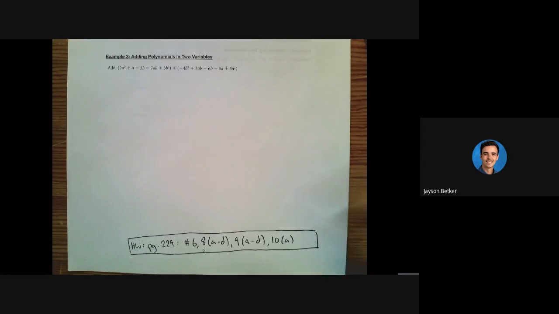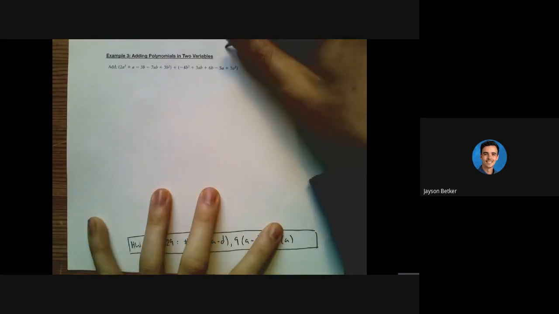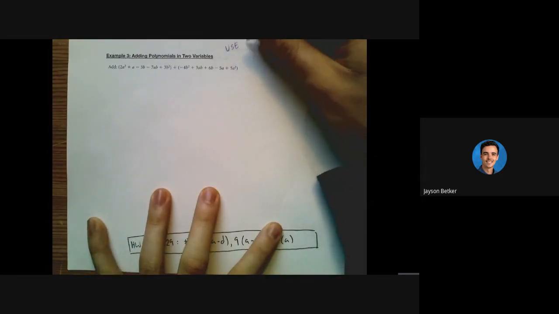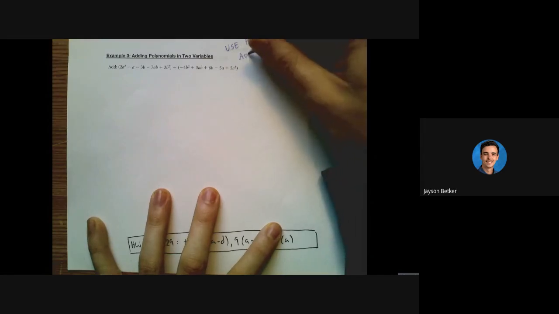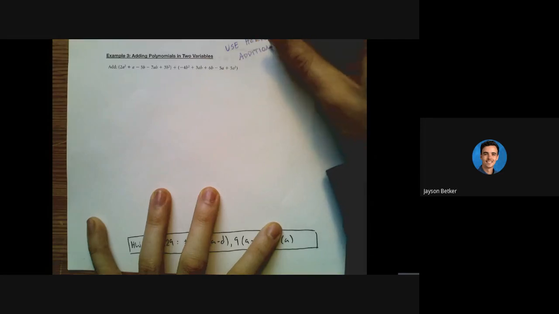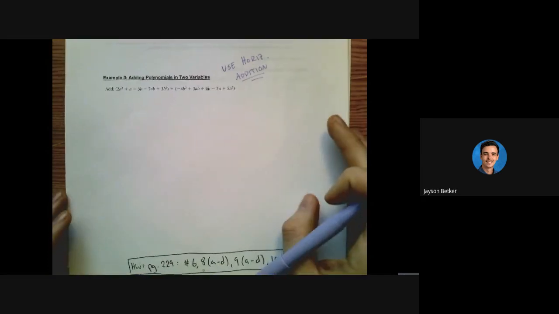Now for this case, my recommendation would be to use horizontal addition. Okay, so use the horizontal. That's my recommendation because it gets a little bit confusing when you try to use the vertical when you have 2 variables. It gets just a little bit confusing as to where to place them all. Whereas if we use horizontal, we're just going to have them all out there kind of in a mess, and we'll just group the like terms like we always do and add them up.